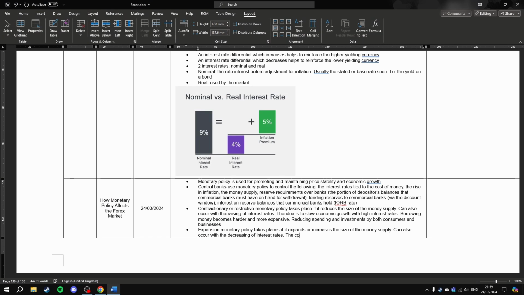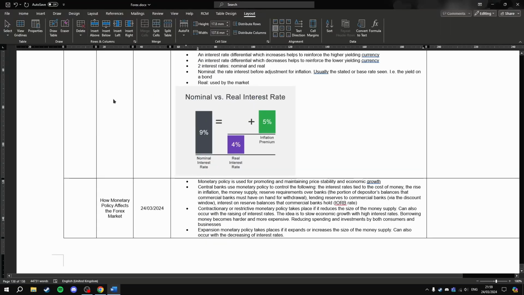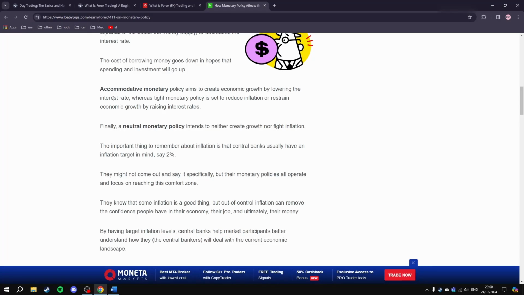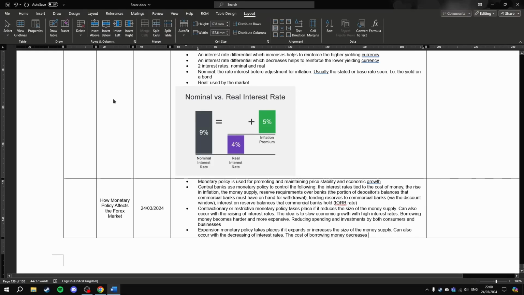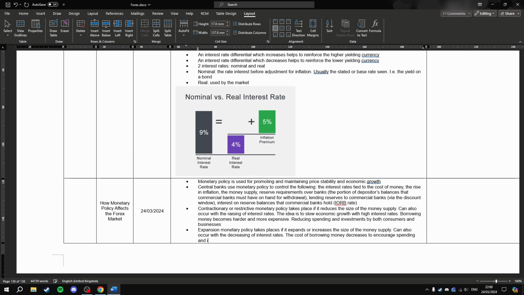The cost of borrowing money decreases to encourage spending and investments.